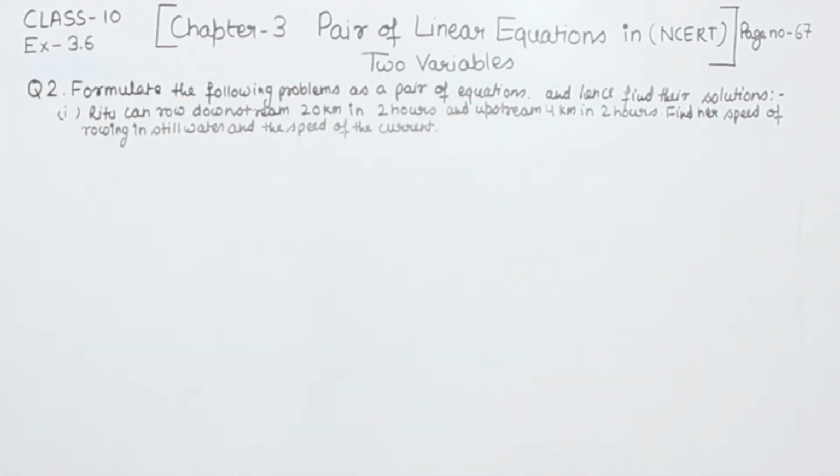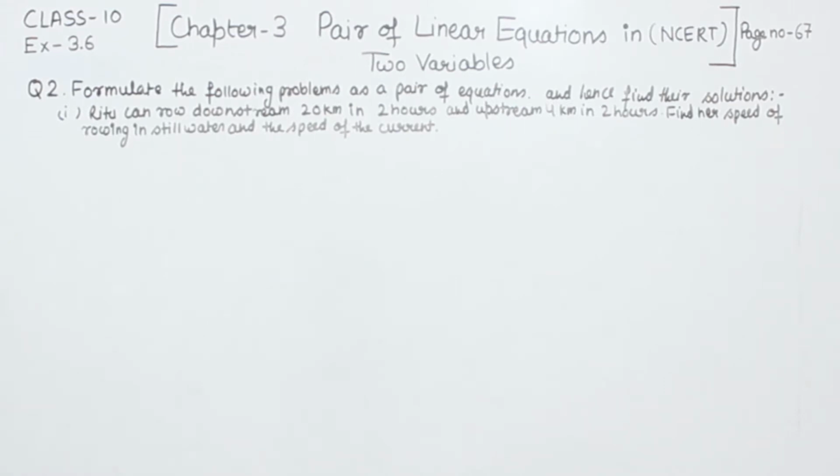Case number 67, question number 2. Formulate the following problem as a pair of equations and hence find their solution. So we are having three parts in the question. We are going to start with the first one. Ritu can row downstream 20 km in 2 hours and upstream 4 km in 2 hours. Find her speed of rowing in still water and the speed of the current.